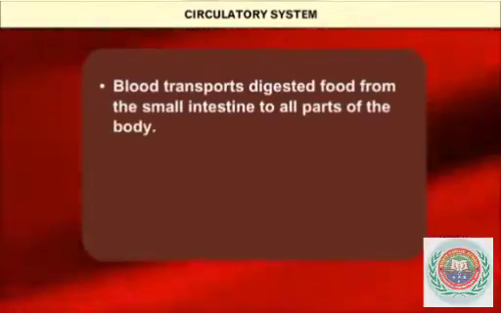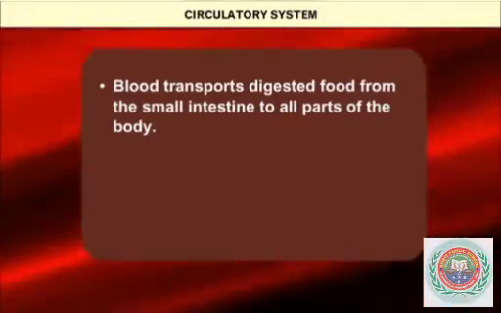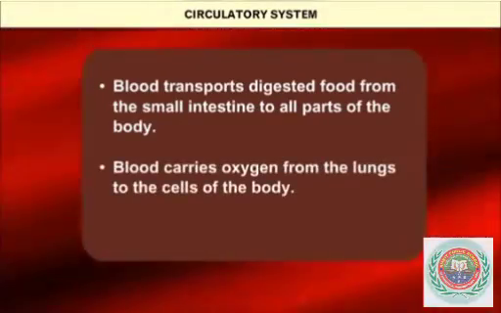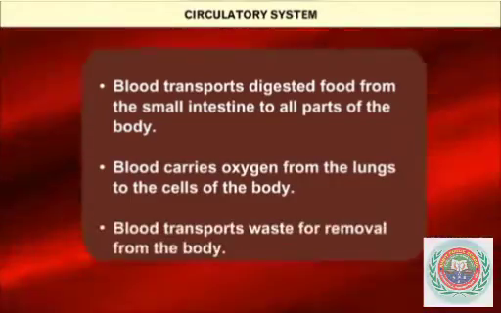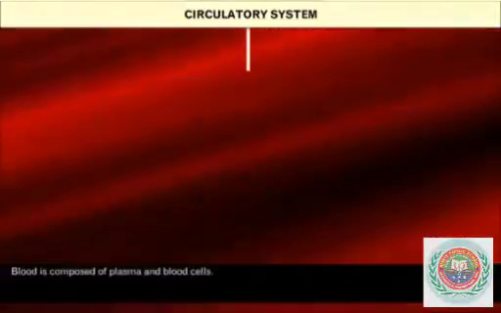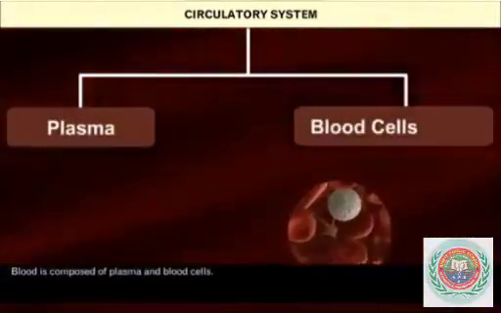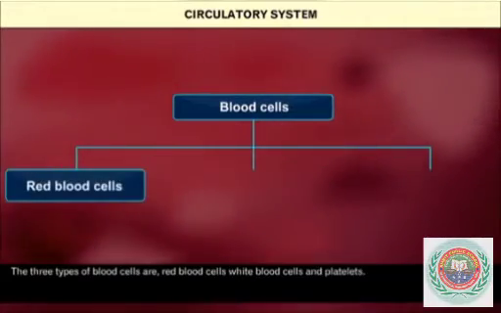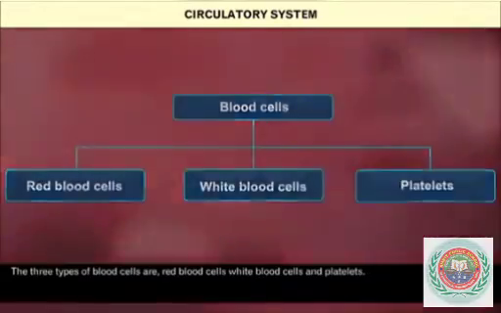Blood is a red-colored fluid that flows inside the blood vessels. Blood transports digested food from the small intestine to all parts of the body. Blood carries oxygen from the lungs to the cells of the body. Blood transports waste for removal from the body. Blood is composed of plasma and blood cells. The three types of blood cells are red blood cells, white blood cells, and platelets.